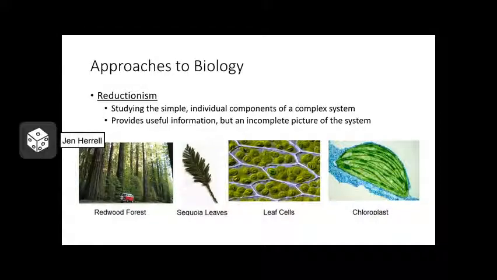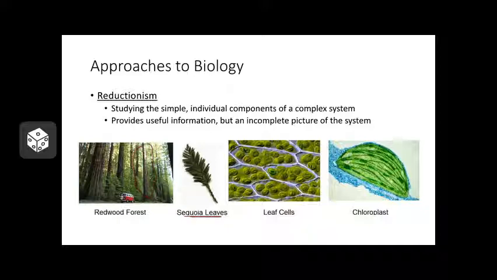Now there are several different approaches to studying biology, and one of those approaches is something known as reductionism. In reductionism, we take a very large system and break it down into simpler units that are easier to study. So for instance, in this system we have a redwood forest. And a redwood forest consists of many trees, many different organisms all interacting. That's complicated. So maybe we can take a single tree, and maybe we even take just a leaf off of that tree. And we're going to study how that leaf works.